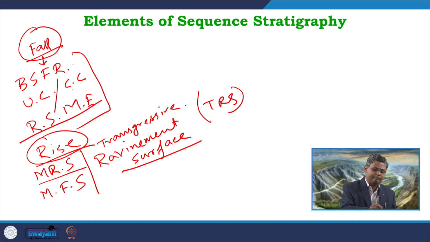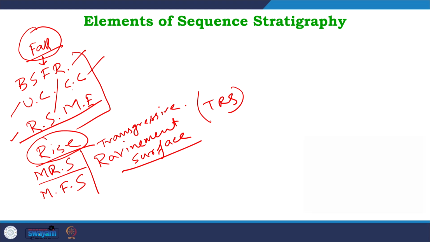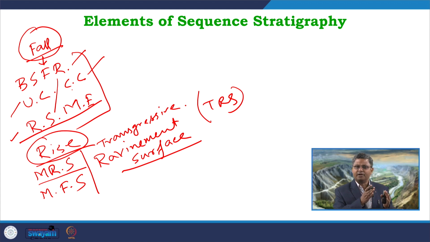So, we can get these major 7 surfaces associated with either fall or rise of the base level. Either we can get basal surface of forced regression, we can get unconformity, correlative conformity, or regressive surface of marine erosion. This surface I have not discussed in this class, we will discuss its nature in detail later on. But definitely this will form during the regressive phase, as the name suggests, regressive surface of marine erosion, RSME.